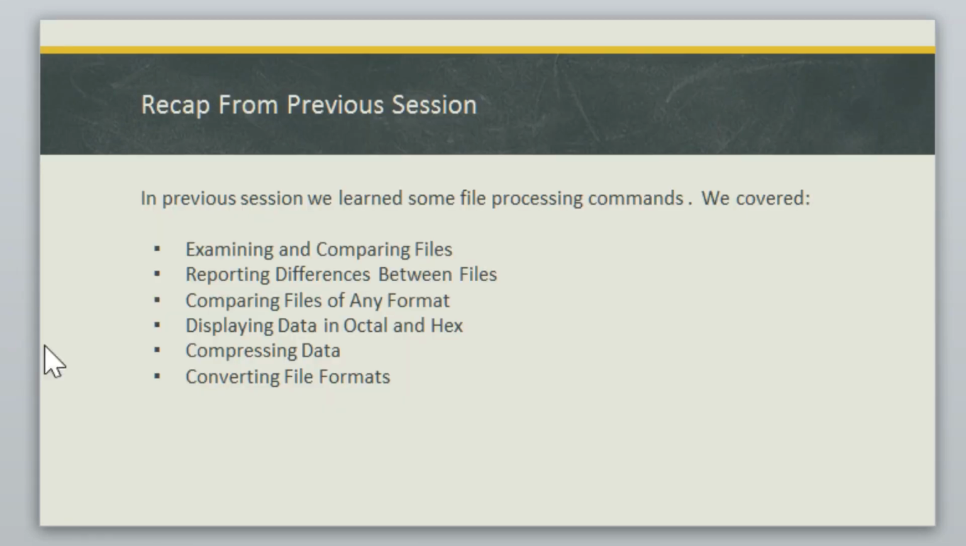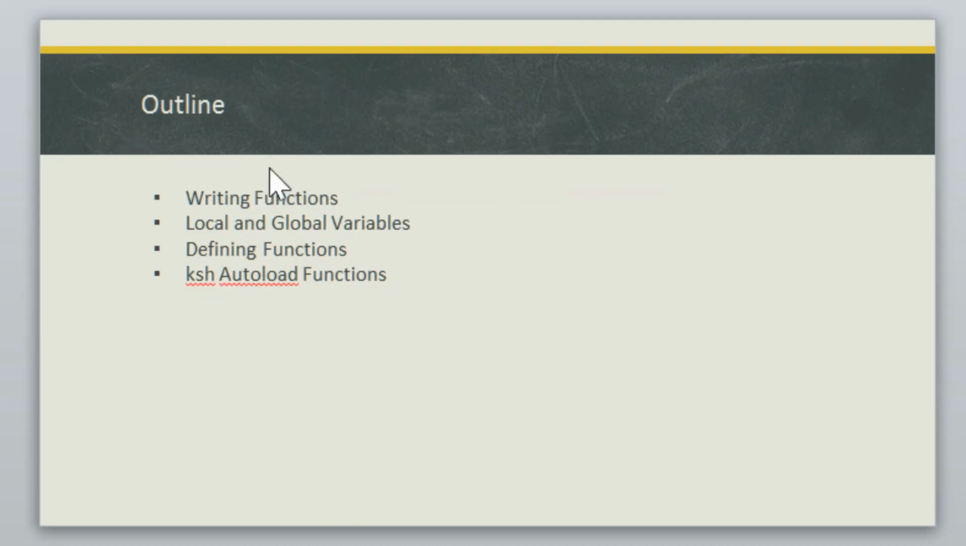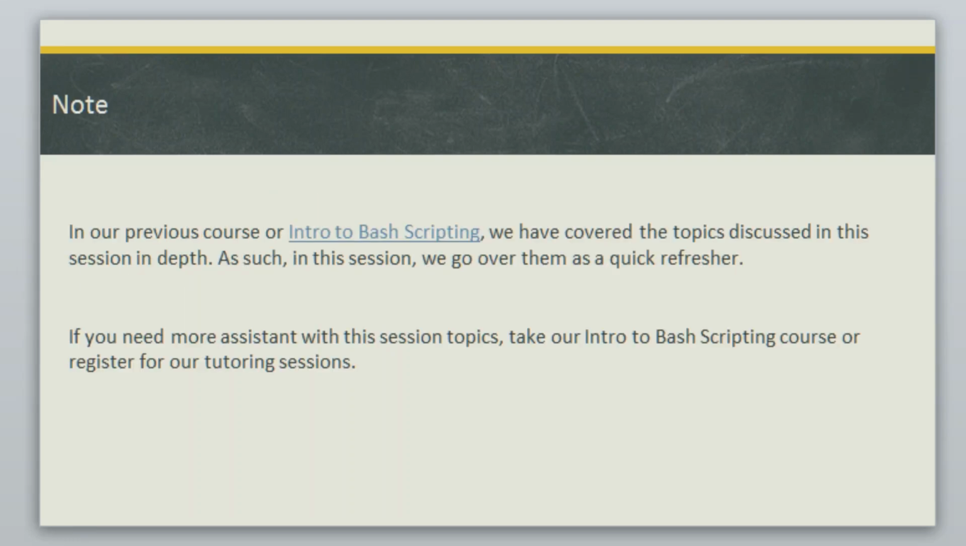So in our last session we talked about examining and comparing files, reporting differences between files, comparing files of any format, displaying data in octal and hex, compressing data, and converting file formats. Today we're going to talk about writing functions, local and global variables, defining functions, and K-shell autoload functions.